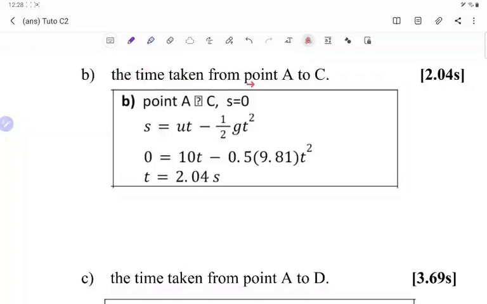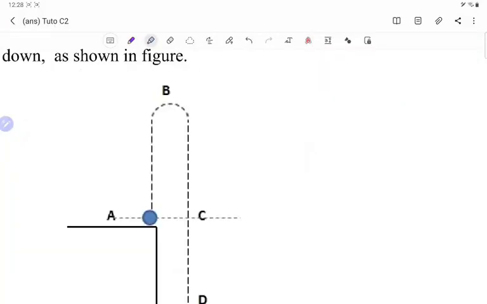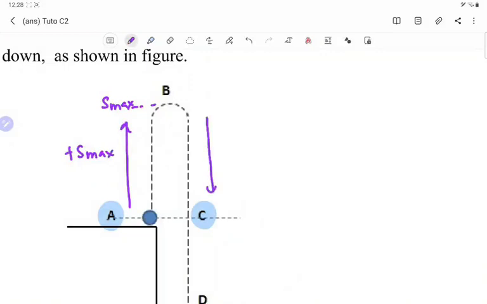Next, the time taken from point A to point C. Okay, so focus on point A to point C. So what is the displacement? Okay, so A is starting at 0. And then let's say the highest is S max. Okay, so this ball travel positive S max. And then going down with negative S max. So what is the total S travel during the motion from A to C? So positive S max minus S max.